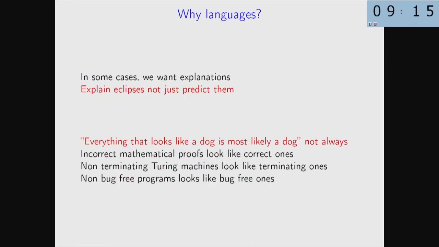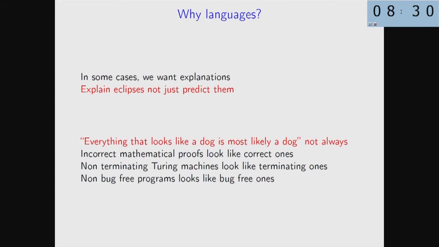So one reason why we need languages is that in some cases we want an explanation. For instance, we want to explain eclipses, not just to predict them. So it's maybe possible to train a machine learning algorithm to predict eclipses. In some sense, the Ptolemaic model was very good at predicting eclipses. It could be seen as a well-trained machine learning algorithm able to predict eclipses. But it's not just what we want. We want also to explain eclipses if we can. If we cannot, it's already good to predict them.